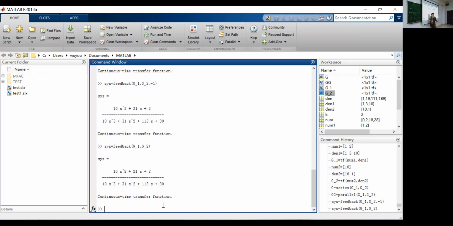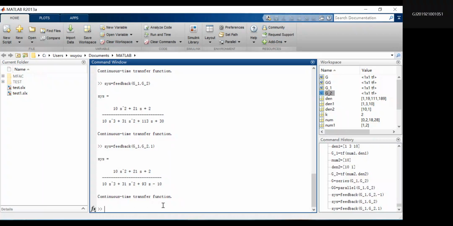But if you write +1 here, things are different. It means positive feedback. Not the same, right? So you should write a sign here: -1 or +1. -1 means negative, +1 means positive, and nothing here means negative. Clear? Actually, is it G1 dot G2 or G1 comma G2? Comma.